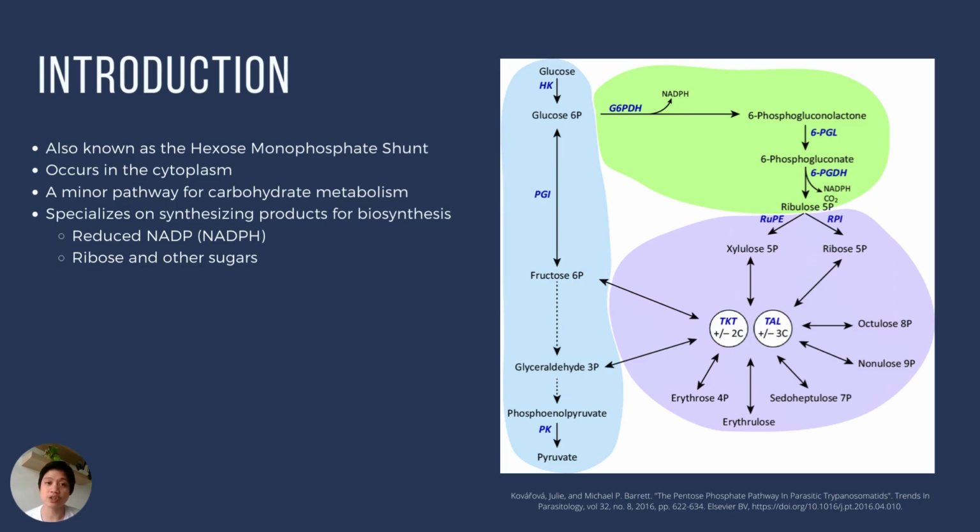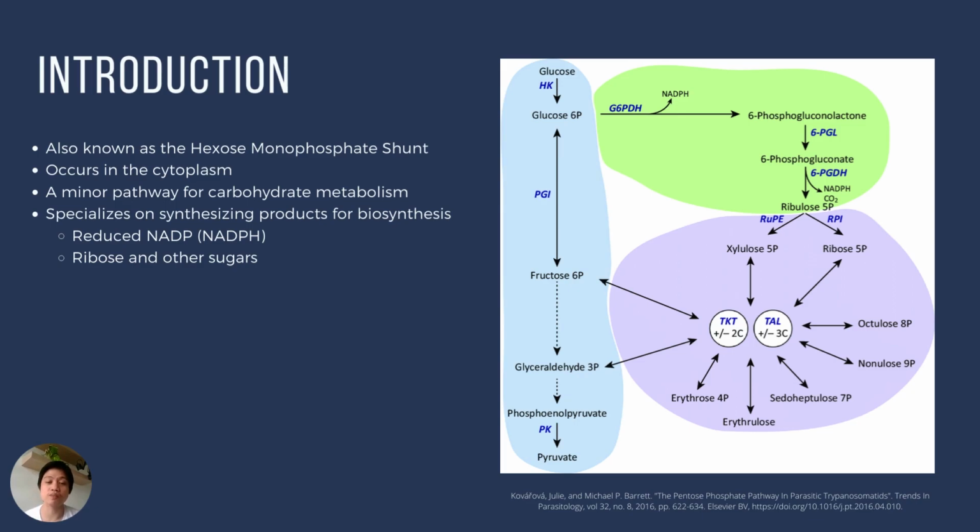So this illustration on the right is quite simple and important because it shows us that glucose 6-phosphate from the phosphorylation of glucose catalyzed by hexokinase can either enter the major pathway, which is glycolysis, shaded here in light blue, or it can be shunted into the minor pathway, which is the pentose phosphate pathway.